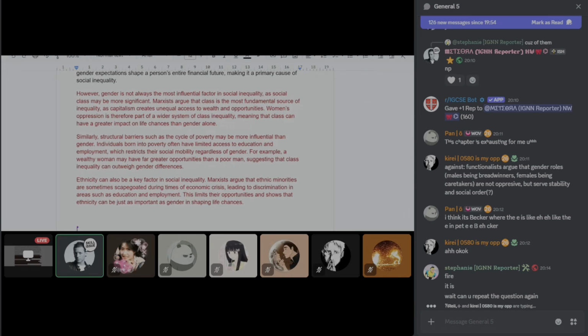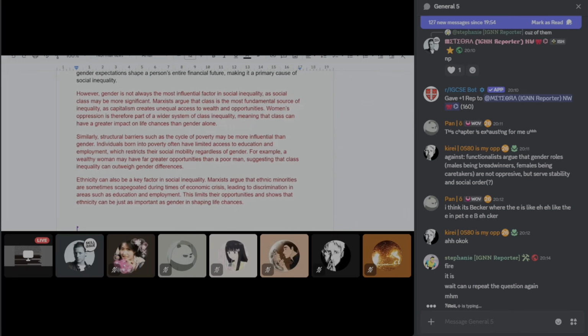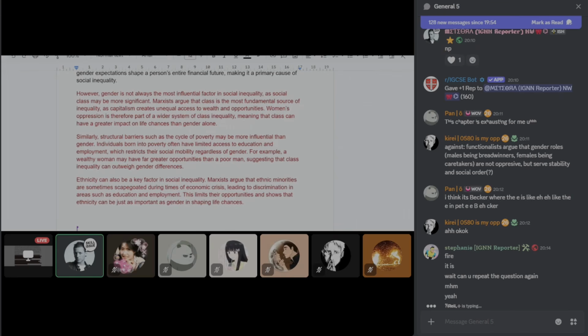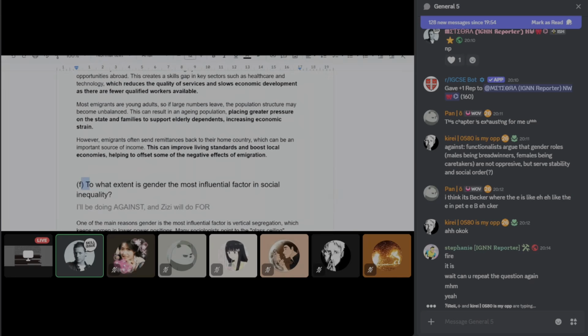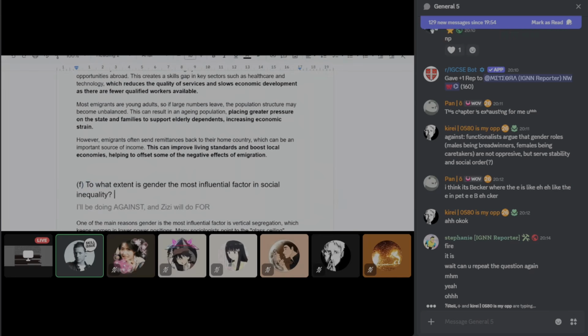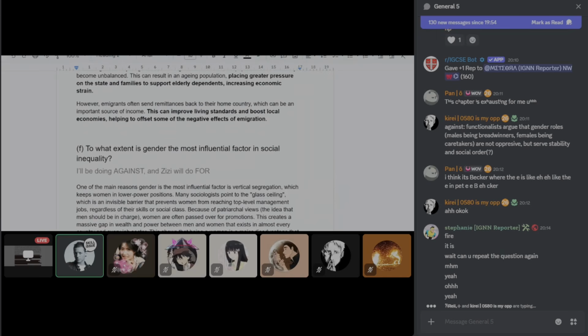Repeat the question. So basically, I've given you all the limitations and strengths in argument for the argument. The argument is basically to what extent is gender the most influential factor in social inequality? This is the question. And now that we've given our arguments for and against, we want to basically write a conclusion.